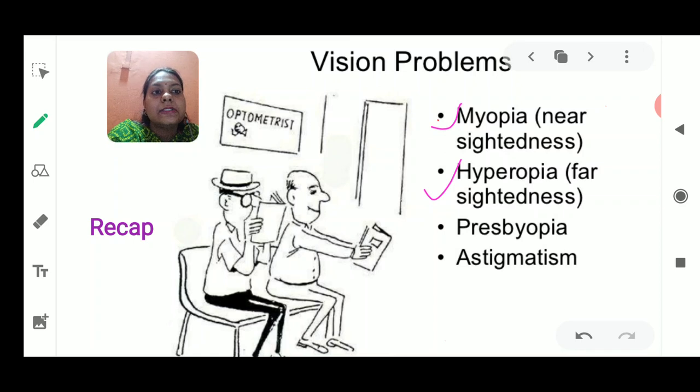And we have seen presbyopia, and the last was astigmatism, and some more vision problems are also there, which we'll discuss in today's video. Okay, so first we'll deal with these vision problems.